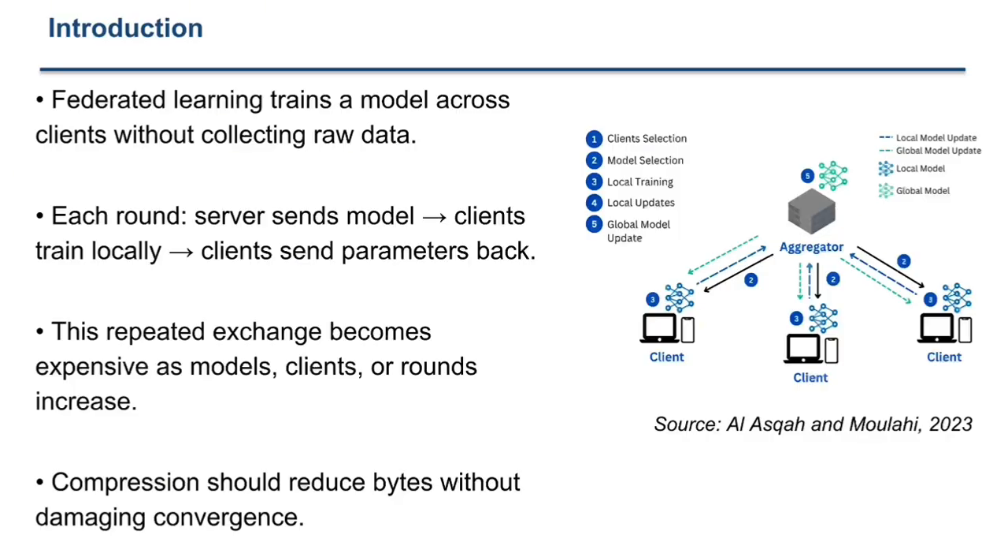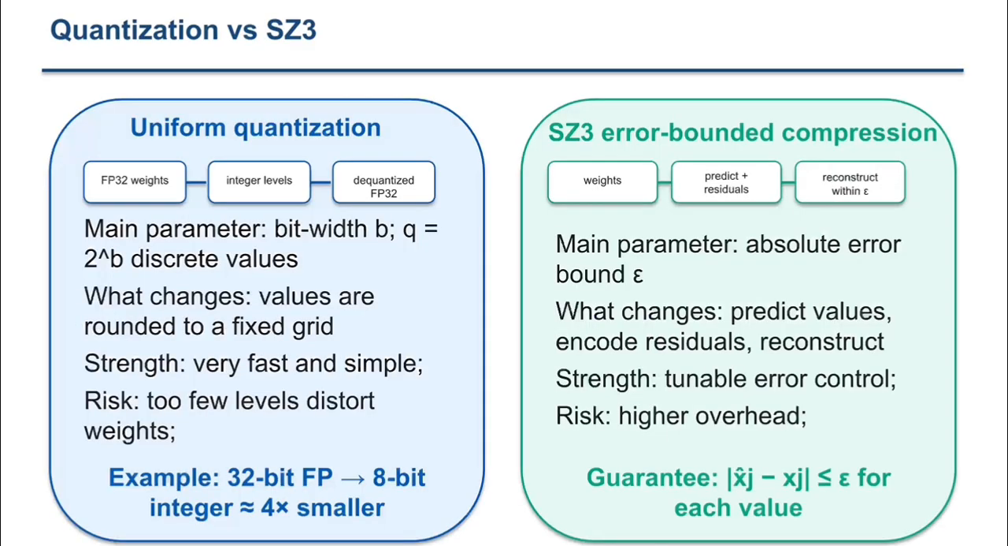In my project, I focus on the client-to-server direction. After local training, clients send their trained model parameters back to the server, and I apply compression to these transmitted parameters. The question is, can we reduce communication while keeping accuracy close to the floating point 32 baseline? I compared two compression families.